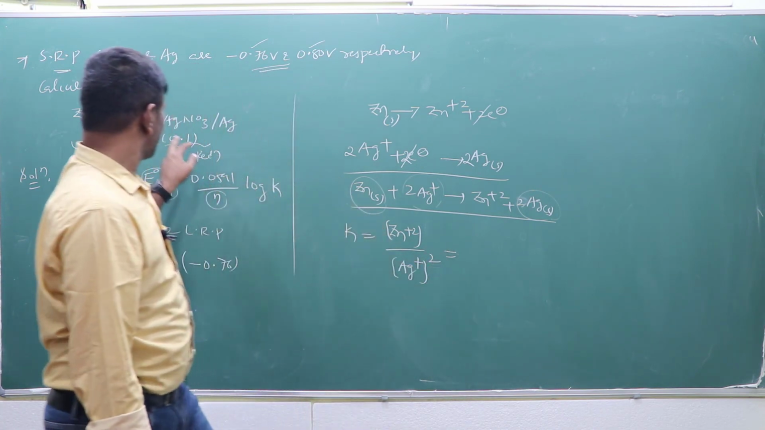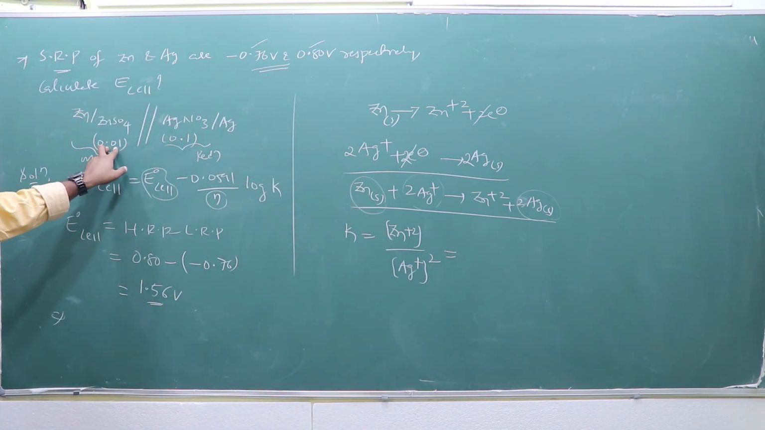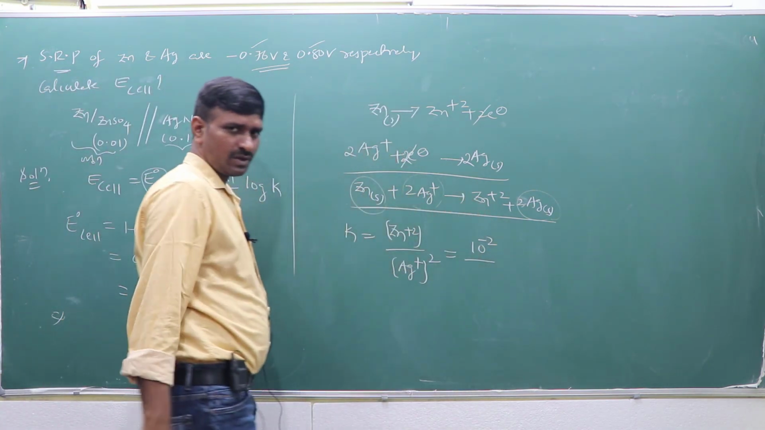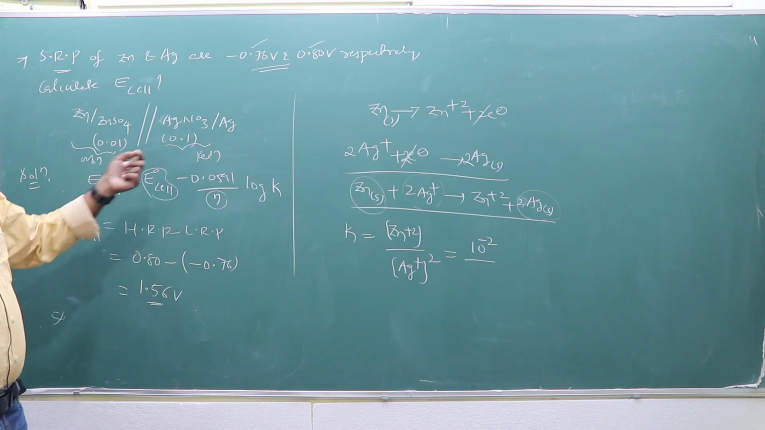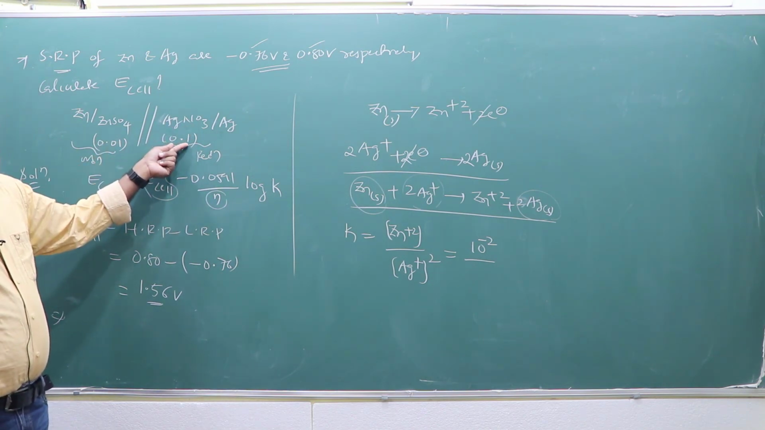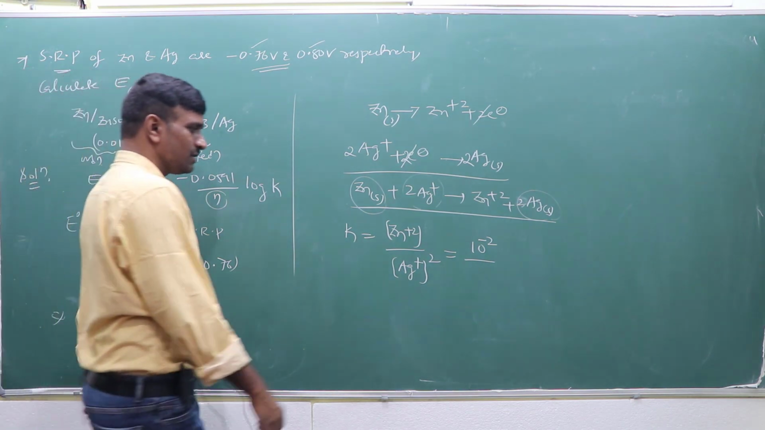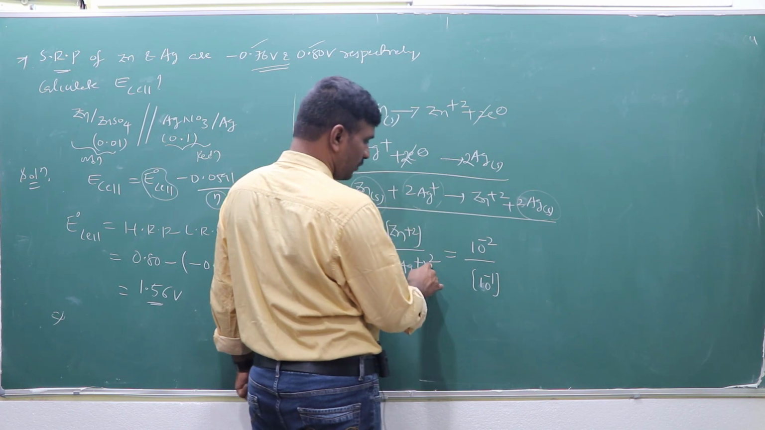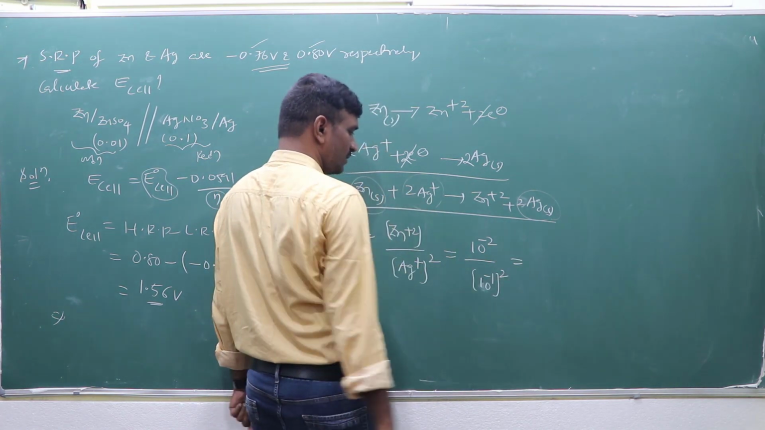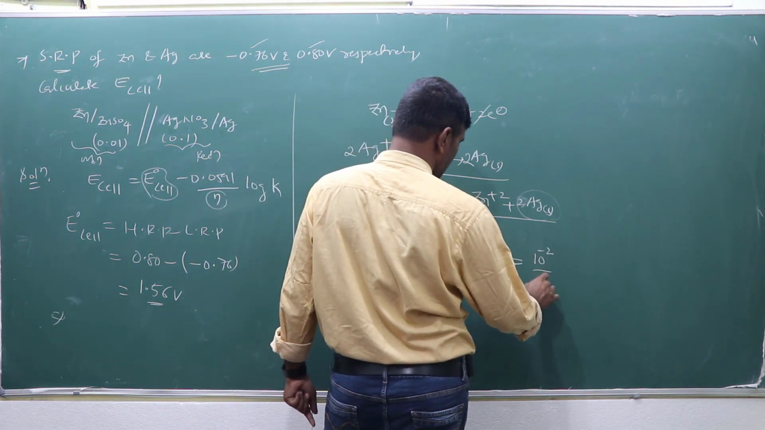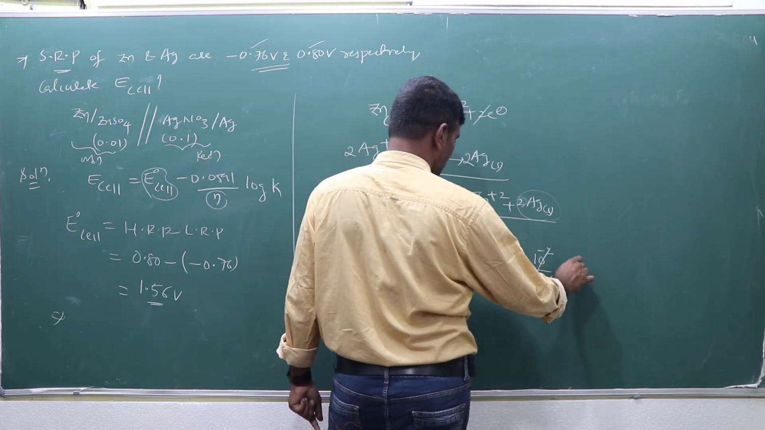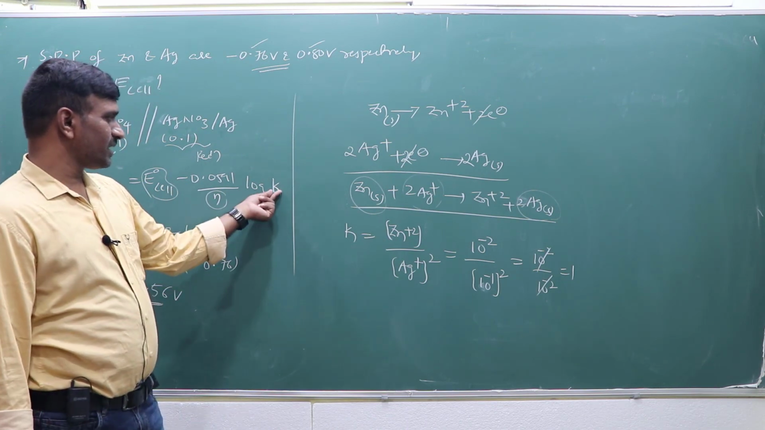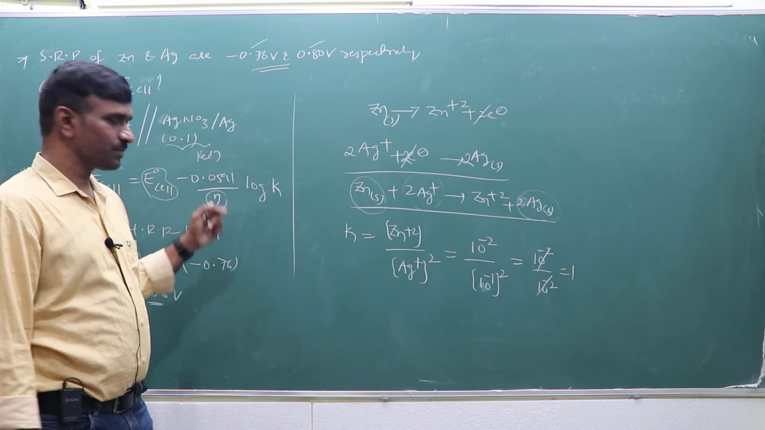Now you know that zinc plus 2 concentration is how much? 0.01. That is 10 to the power of minus 2. And this is mentioned as how much? 0.1 Ag plus concentration, which is 10 to the power of minus 1. How many equivalents? 2 equivalents. So that is 10 to the power of minus 2 by 10 to the power of minus 2, which is equal to what? 1. Right? So when K is 1, log K is 0, the entire value will be 0.